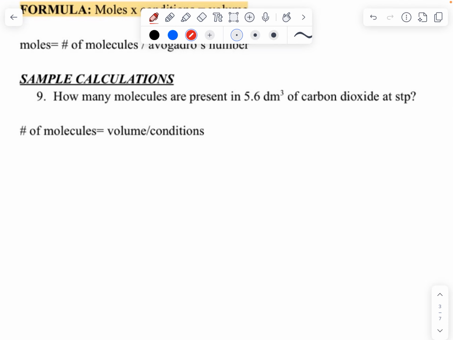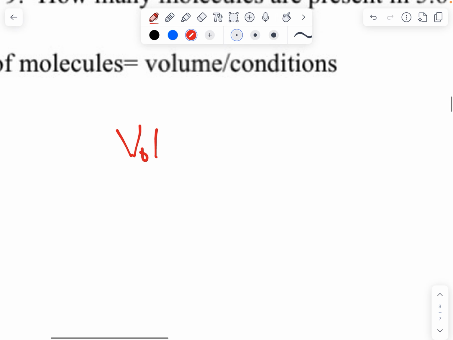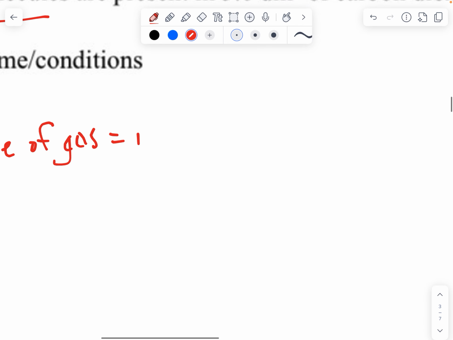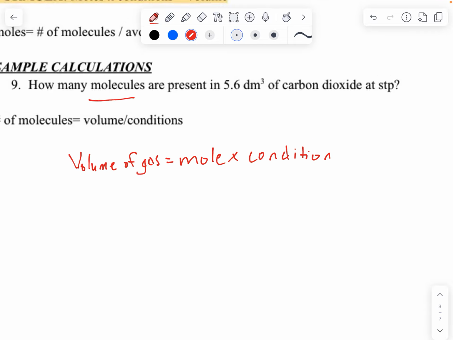So it says, how many molecules are present in 5.6 dm cube of carbon dioxide at STP? Now, this is a gas. Carbon dioxide is a gas. So we're going to use our volume of gas equation. And that equation says, I'm always writing it, volume of gas is equal to mole times condition. Nice. The volume of gas is equal to mole times condition.